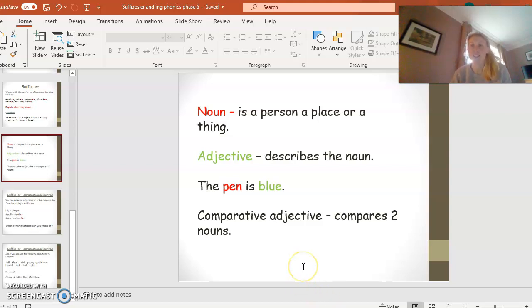Okay, so I asked you yesterday, didn't I, to have a think again about what an adjective is, and we're going to look at that, and we're going to look at how to use a comparative adjective. But before we do that, I would like us to just have a bit of a recap about what these things are, okay?